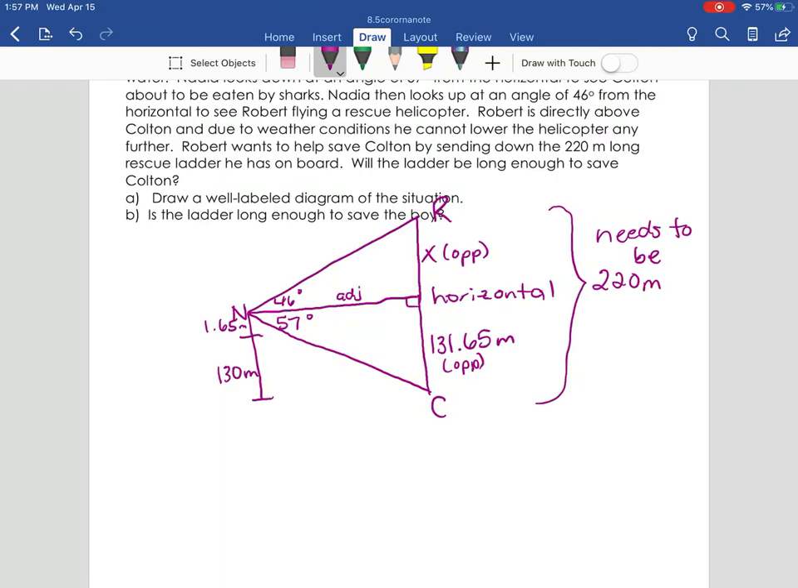Usually in these questions, you're going to have two let statements. I'm going to call the distance from the horizontal to Robert, or the helicopter, X. If you use length instead of distance, I would not take marks off.